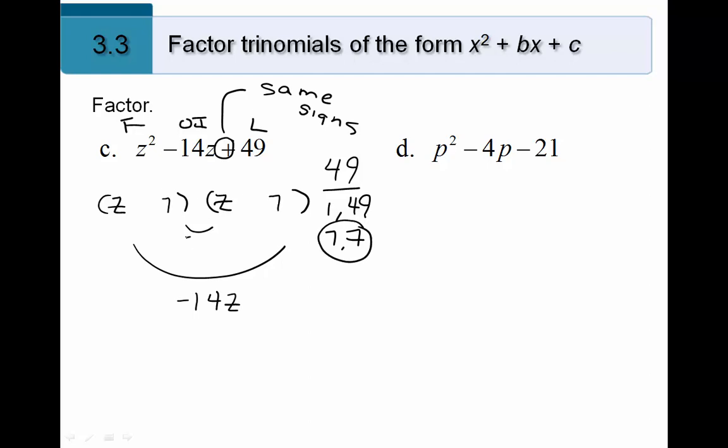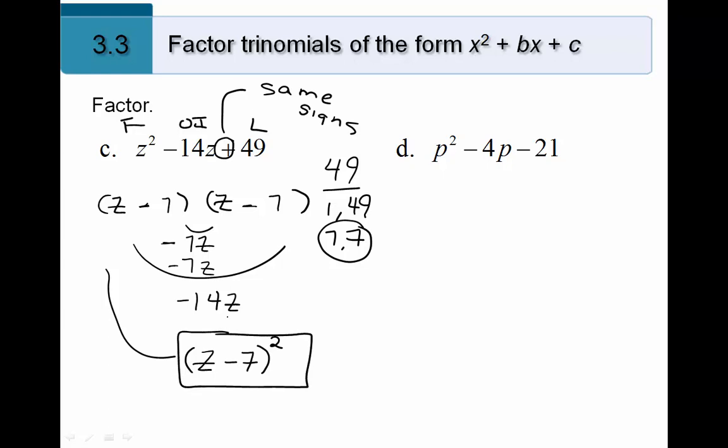7 times z is 7z. My outer, another 7 times z is 7z. In order to get a negative 14z, they're both negative. Now, since I have z minus 7 multiplied by z minus 7, I can write my answer as z minus 7 raised to the second power. So actually, I just factored a perfect square trinomial. Now, if you left your answer as z minus 7 times z minus 7, it shouldn't be wrong.